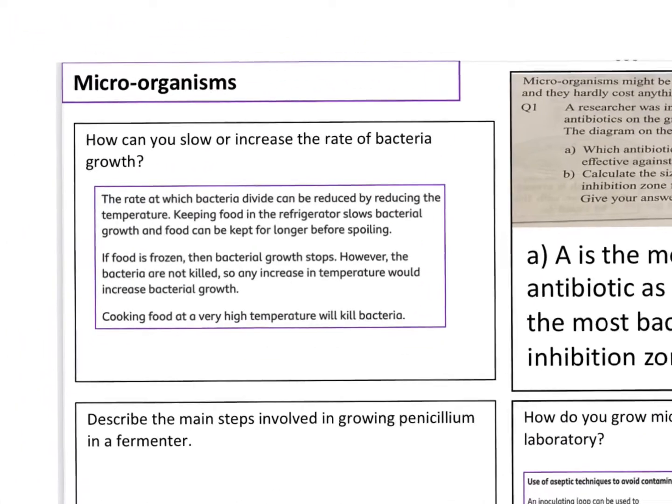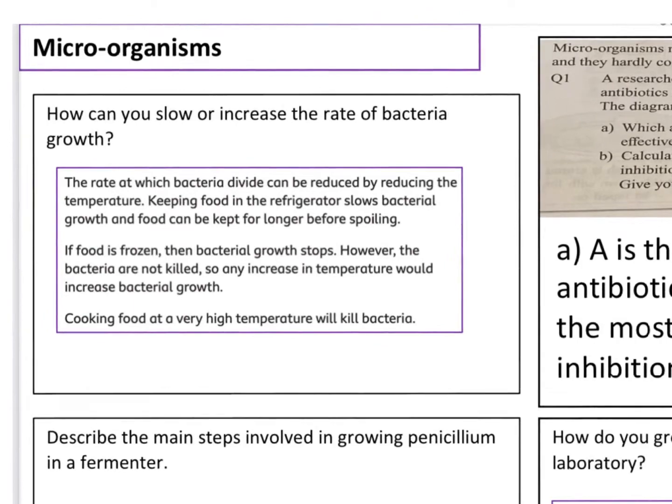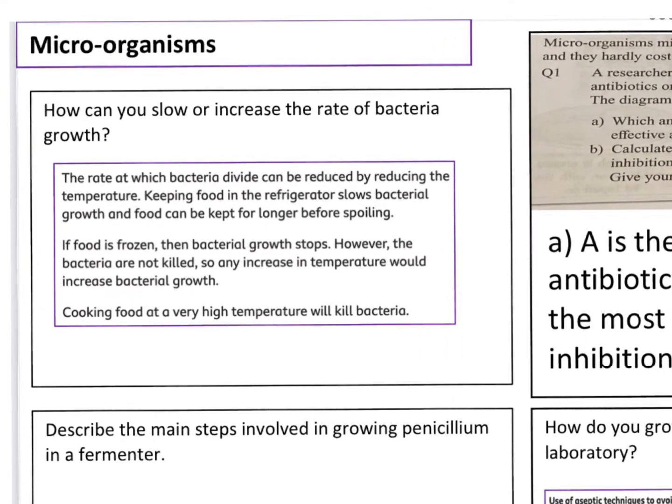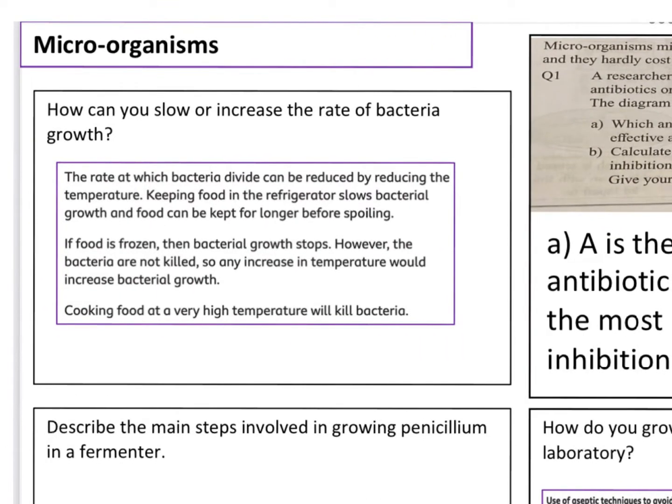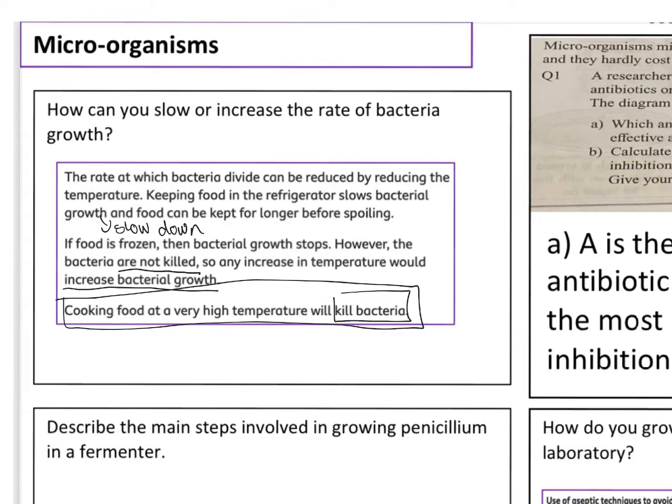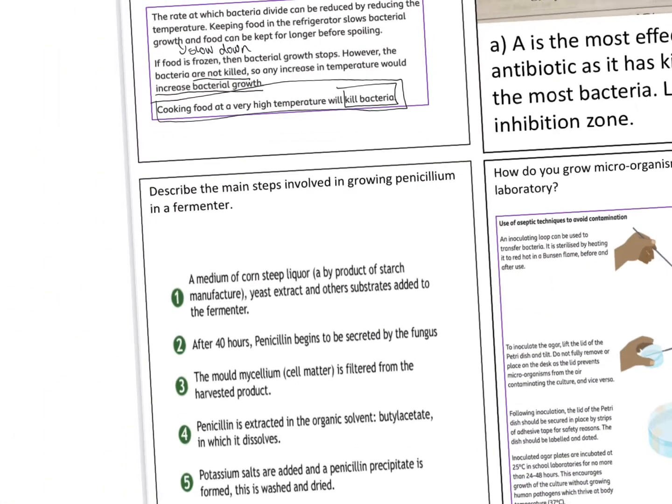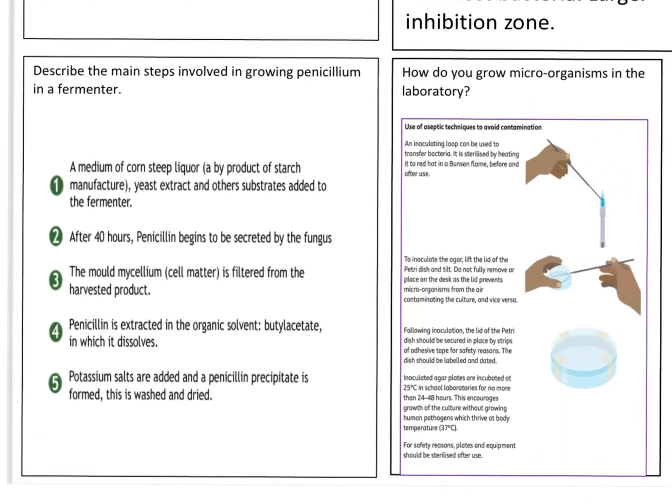So, how can you slow or increase the rate of bacterial growth? The rate at which a bacteria grows or divides is changed by changing the temperature. If you keep food in a refrigerator, bacterial growth will slow down. When it is frozen, the bacterial growth stops. However, it's not killed. That's really important. So when you increase the temperature, the bacterial growth will come back. This is the reason why we cook everything at a high temperature, because that's the only thing that will kill bacteria.